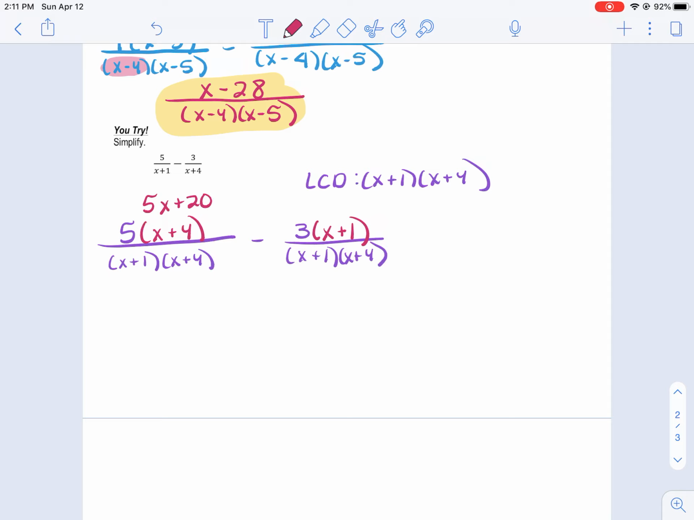Distribute to get 5x plus 20 and 3x plus 3. And then lastly, don't forget to distribute that minus sign. So you have 5x minus 3x is 2x, and then 20 minus 3 is positive 17. And so if you got 2x plus 17 over x plus 1 times x plus 4, you are in good shape.